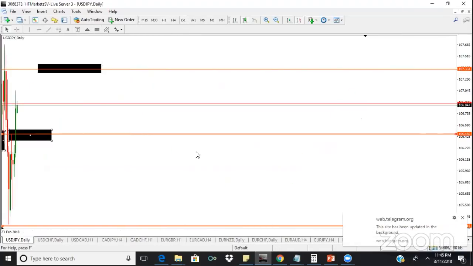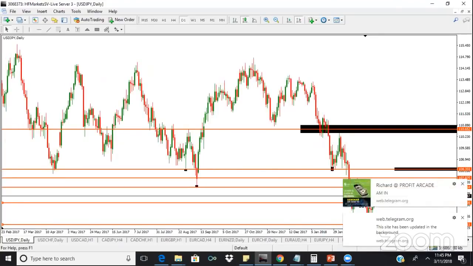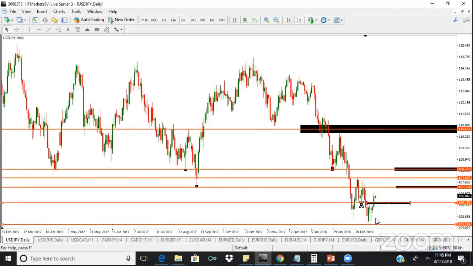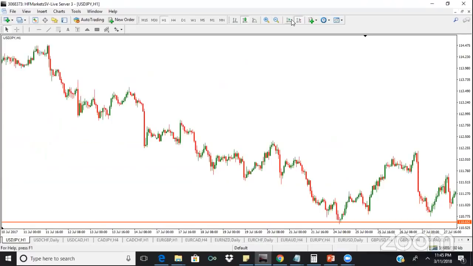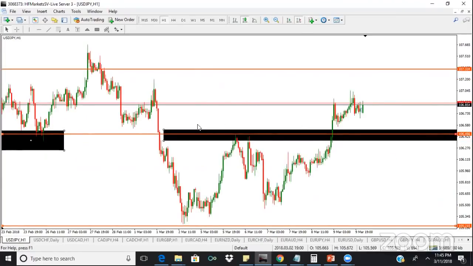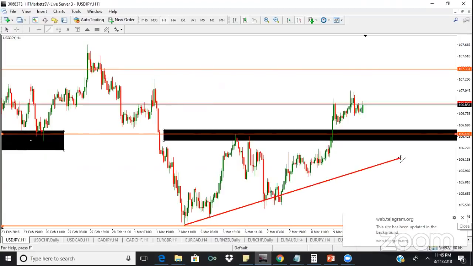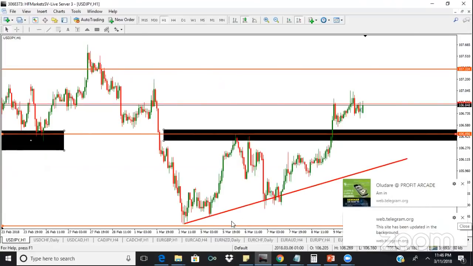After drawing your support and resistance from the higher time frame, you go to the trading chart where you want to trade. So where you want to trade, the next thing you want to draw there are your trend lines. So from here, watch these guys. From here to here, you can see the first touch, the second touch, the third touch, it went up.